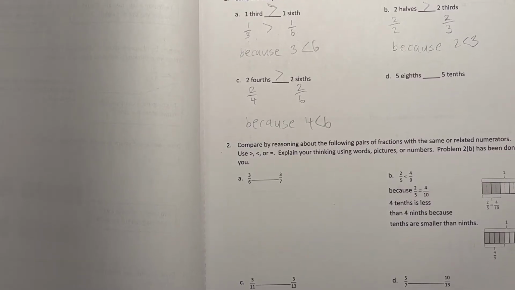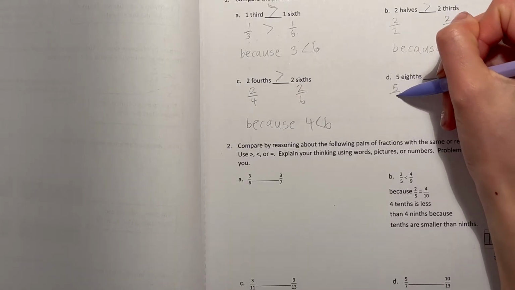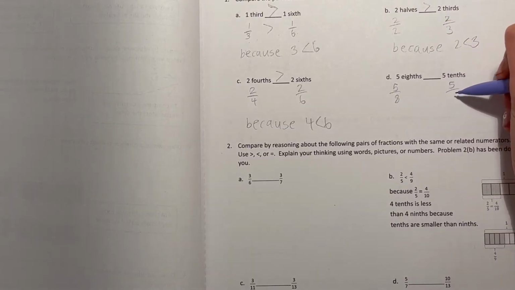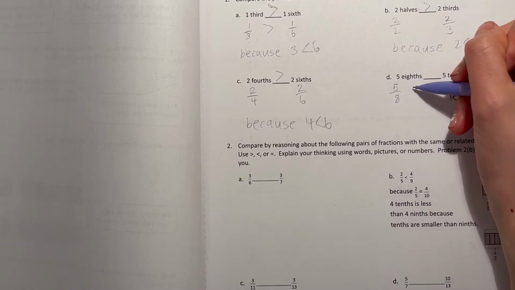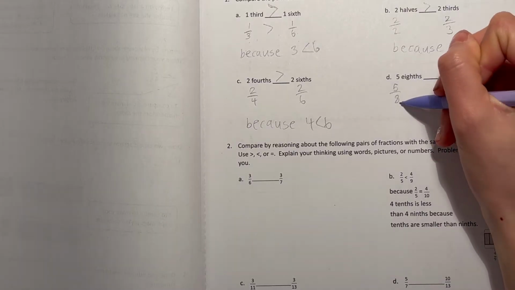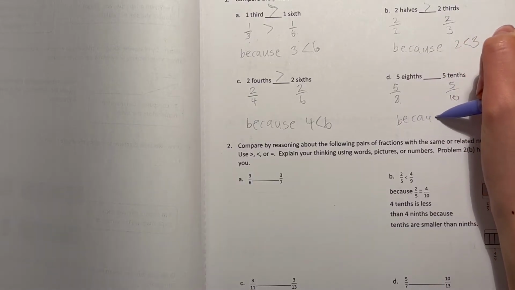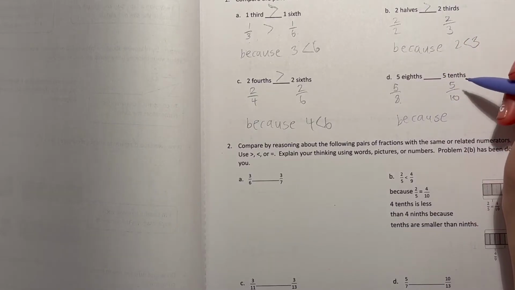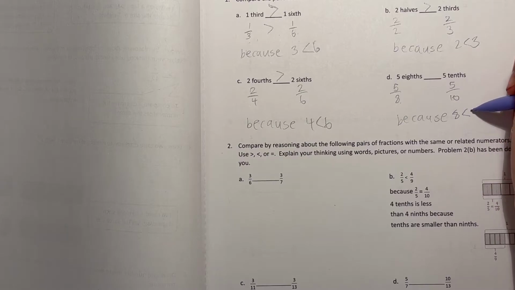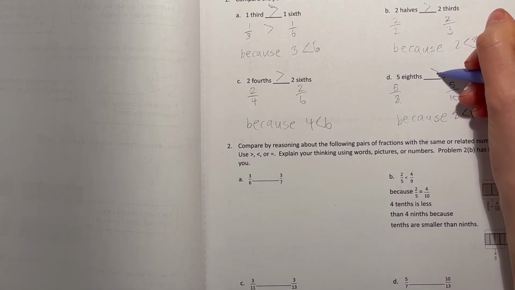Alright, D, 5/8 and 5/10. So numerator is the same, but look at the denominator. We have an 8 and a 10. So 8 is less than 10, which means 5/8 is greater than 5/10.